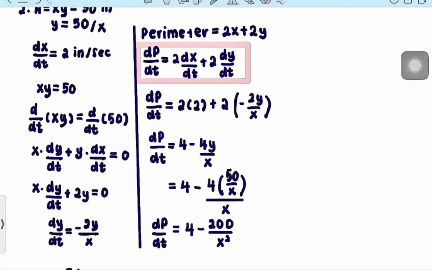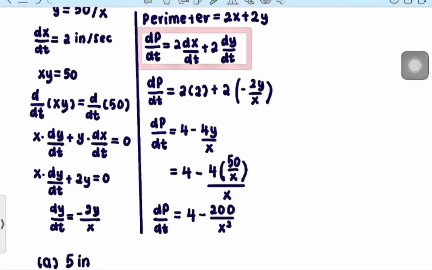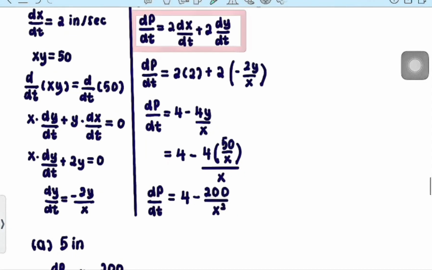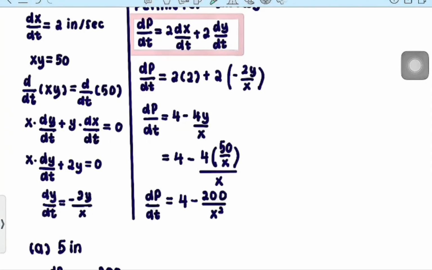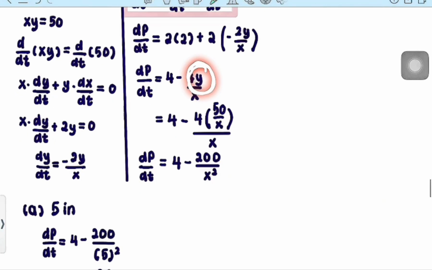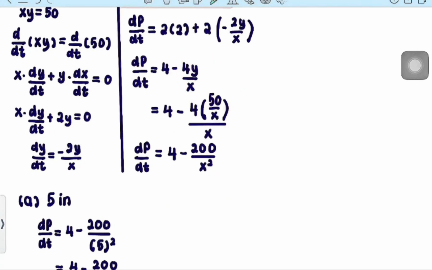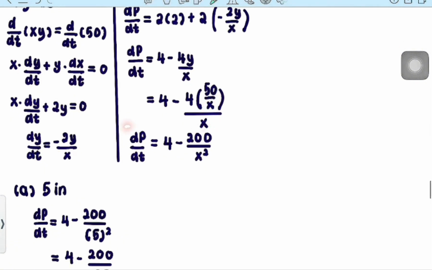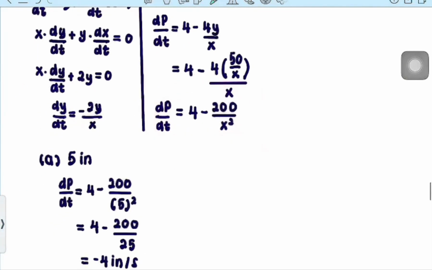So dx over dt is 2, and dy over dt is this one, so we insert this here. Since y equal to 50 over x, we substitute for this one, and we get this, and we solve this, so we get the final equation.